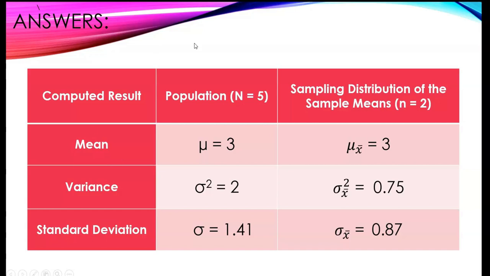Here are the computed results. The population mean is equal to 3. The sample means mean is equal to 3. The population variance is 2, while the sample means variance is 0.75. The population standard deviation is equal to 1.41, while the sample mean standard deviation is equal to 0.87. Now remember, the population mean and the mean for your sampling distribution of the sample means are always equal.